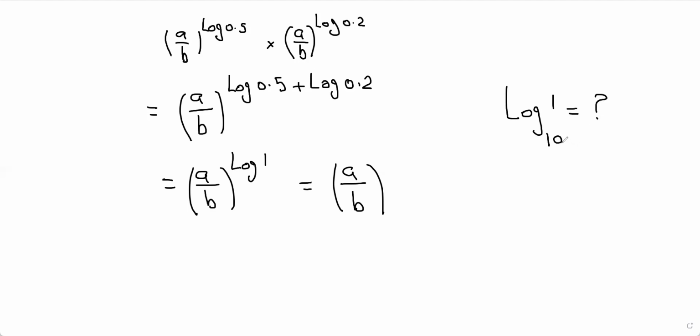So the first rule in logs, this raised to that power gives you this. So 10 raised to the power of what we're looking for gives you 1. 10 to the power of 0 gives you 1. So therefore, log 1 will just give you 0. So that becomes 0. And therefore, a over b to the power of 0, anything to the power of 0 just gives you 1. And that's the answer for the first one.